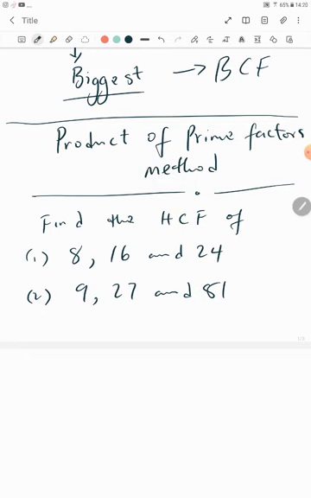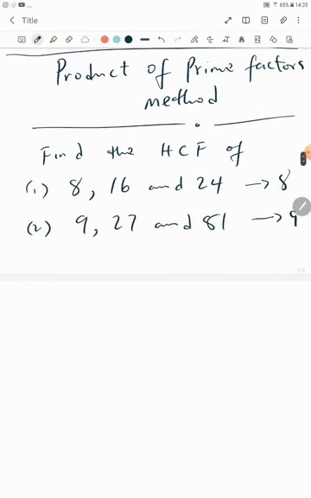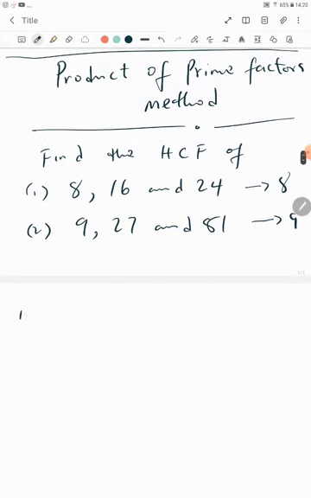So let's note the answers that we got. When we did the first one, our answer was 8, and for the second, our answer was 9. We are going to use this method also to see that we arrive at the same answers. So in number 1 now, that's the solution.